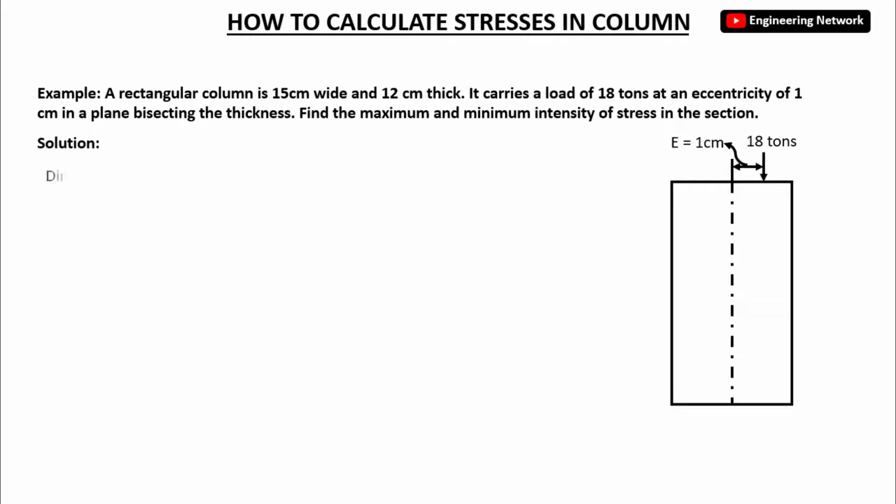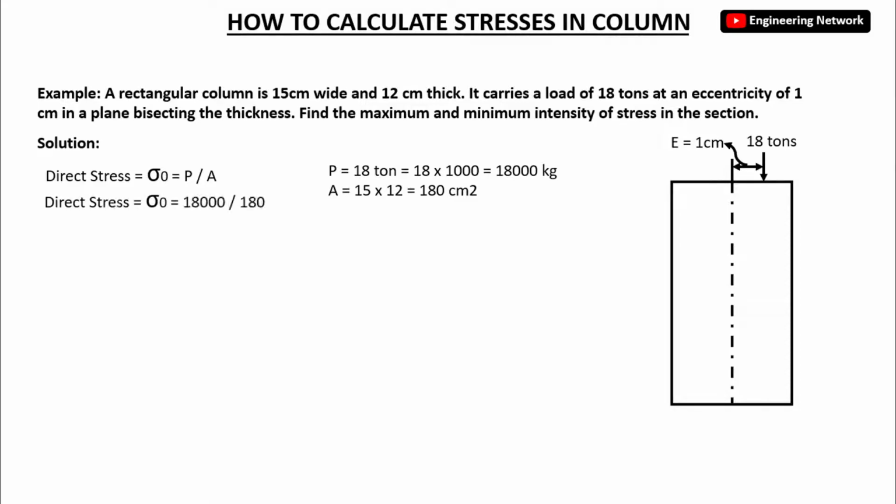So the direct stress is equal to P by A. Here P is the applied load, which is 18 ton. And if I convert it to kg, then simply I will multiply it with 1000, and the applied load will become 18,000 kg. Area of the section is 15 into 12, which is equal to 180 centimeter square, right? So the direct stress is equal to 18,000 divided by 180, and it will become 100 kg per centimeter square, right?